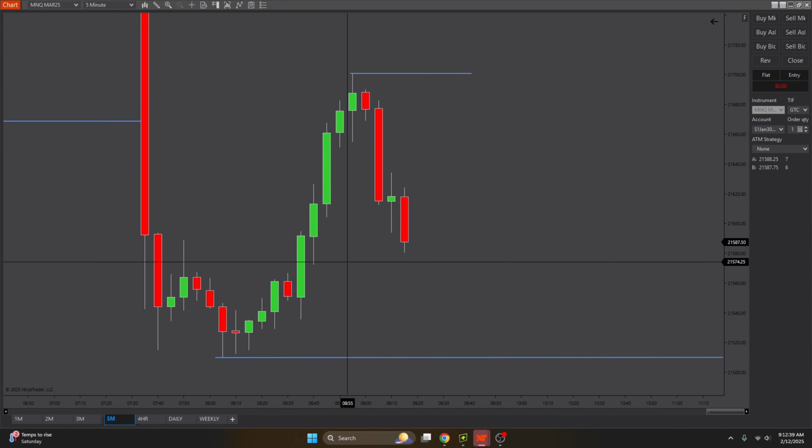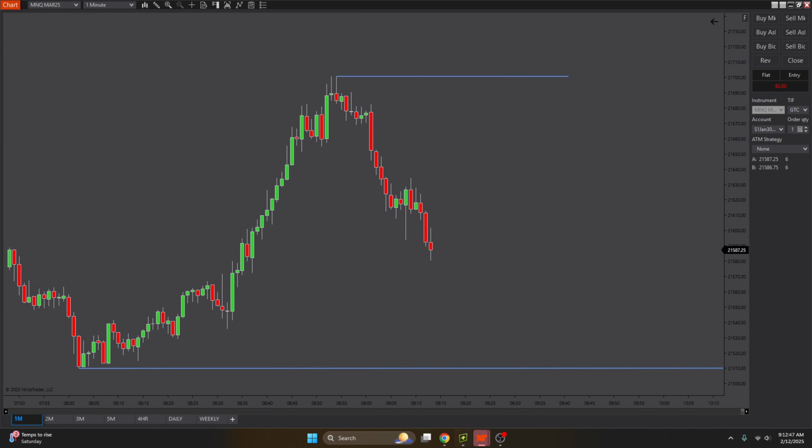Price is definitely wanting to come down here. We definitely have this 5-minute here. Doesn't look too promising though, but we'll see.